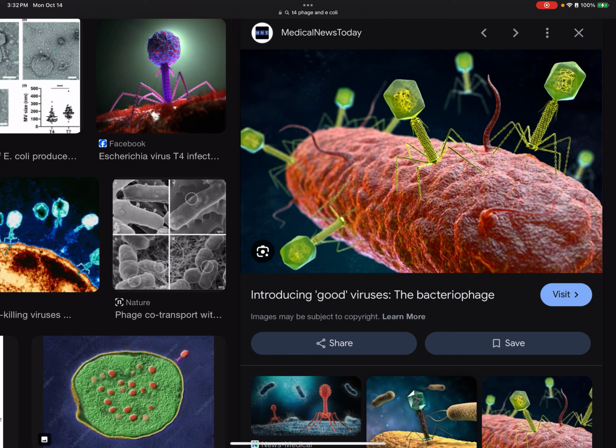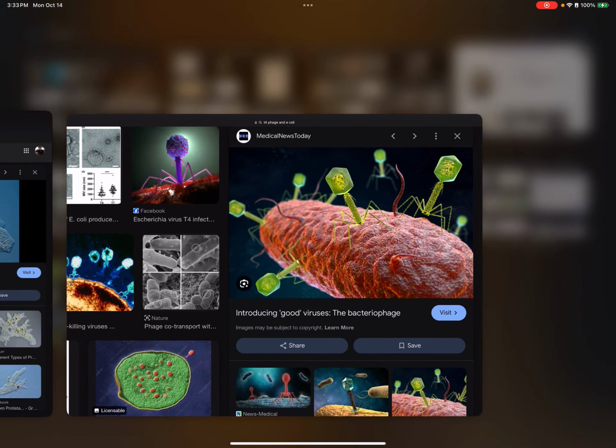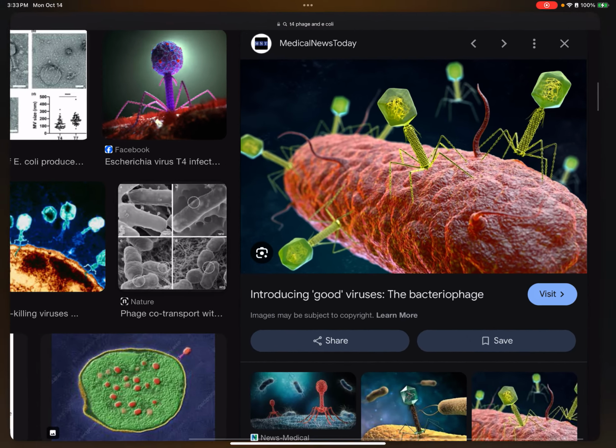Gotta love these trips to Google Photos. You really have to. Oops. So, that's what's going on with that. Oh, I just want to shrink this down.